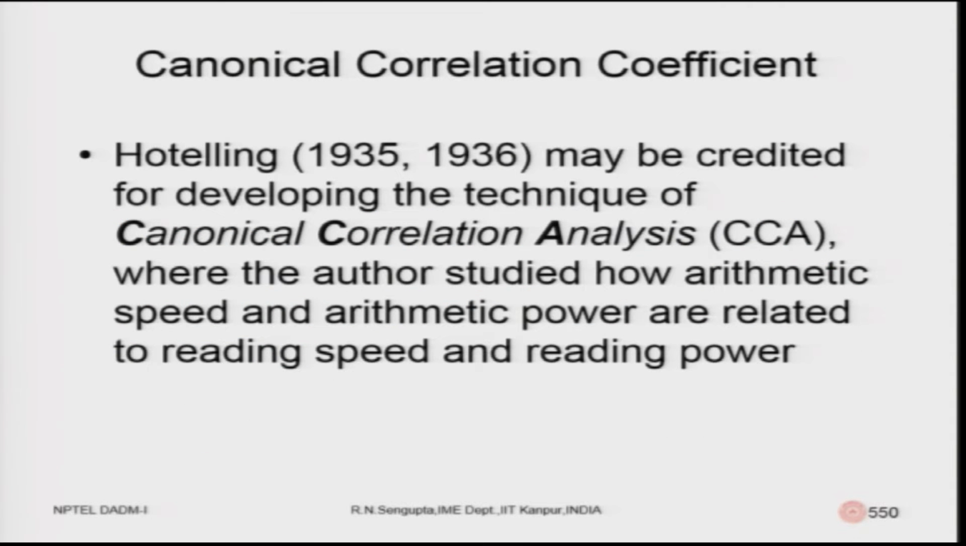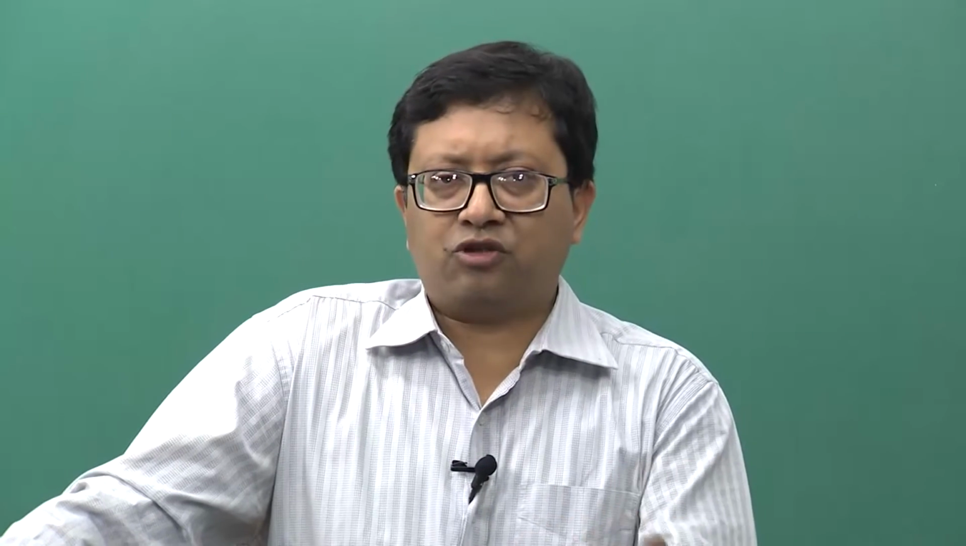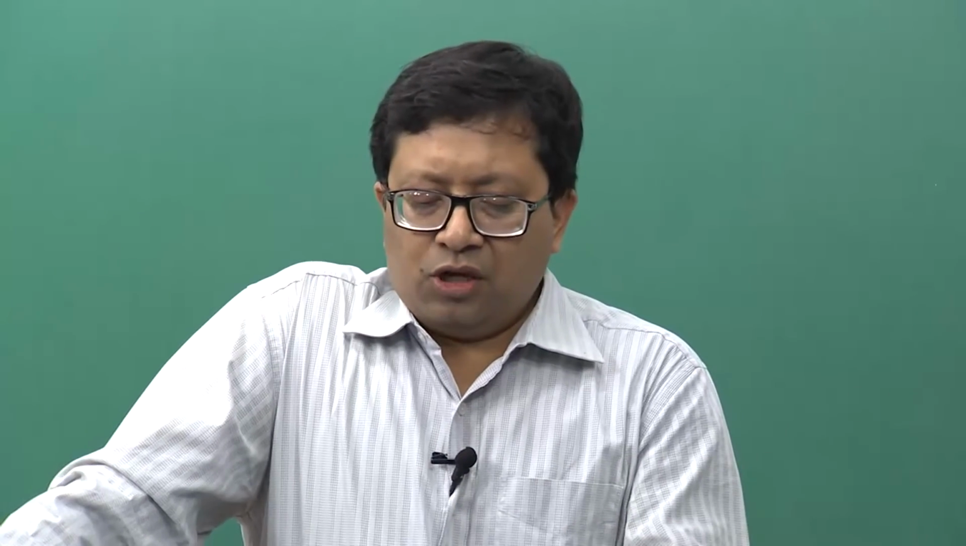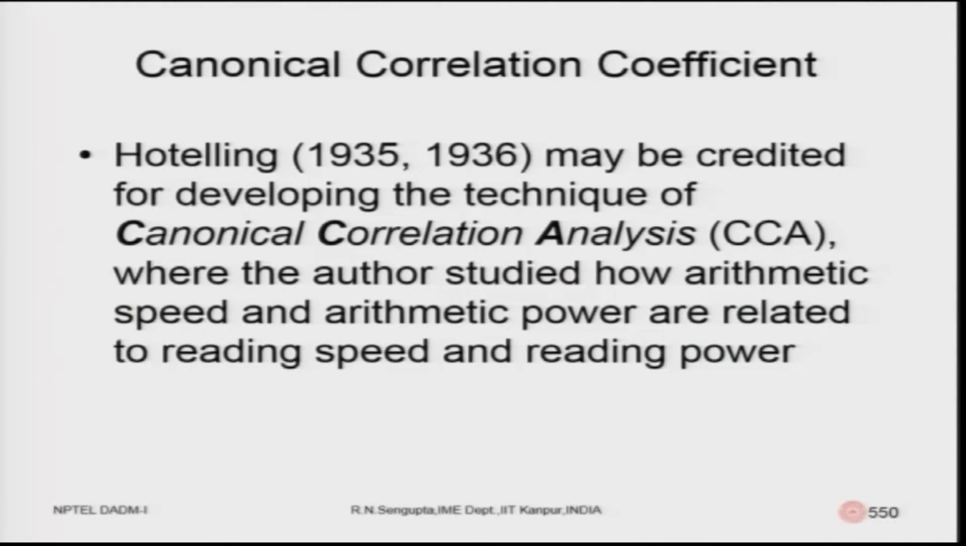Now, you can solve the problems accordingly, but I am not going to go into the details for that, because that will consume a huge amount of time. So, we will consider the canonical correlation coefficient method. This was basically proposed by Hotelling in his papers in 1935 and 36.